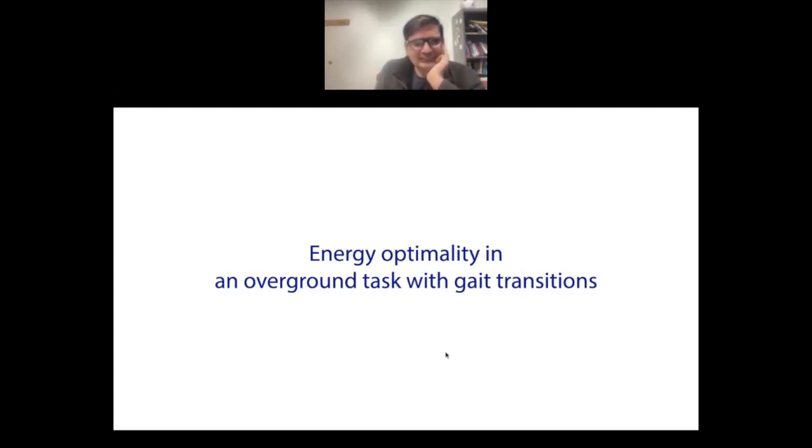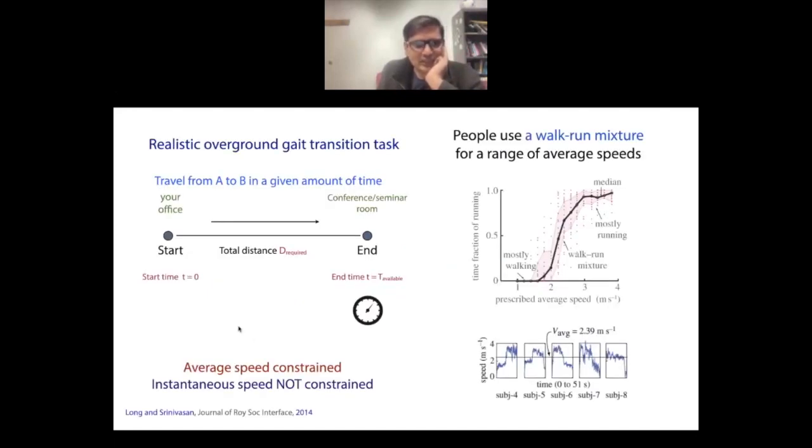So the next is a task with gait transitions. And we're not going in chronological order here, going back about 10 years now. And here we did a task in which people implicitly choose to do a gait transition. In other words, they have the option of walking, or they have the option of running, or they could do a mixture of walking and running. And this is the task.